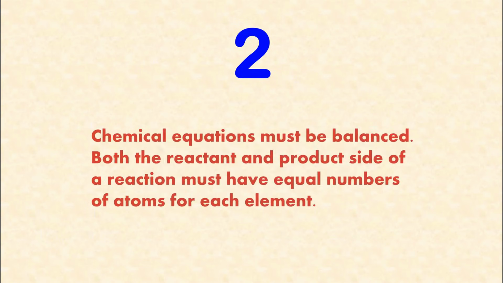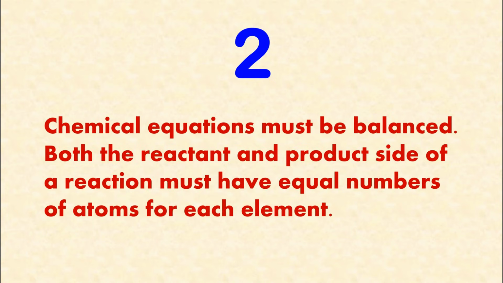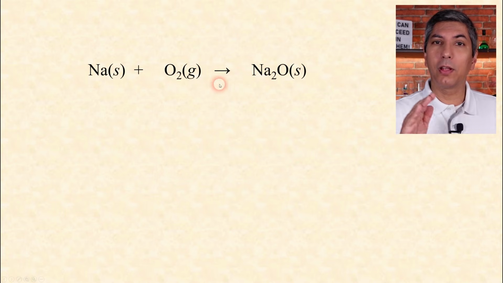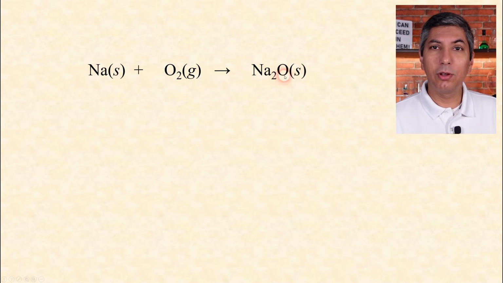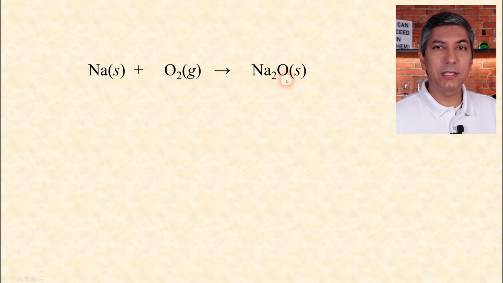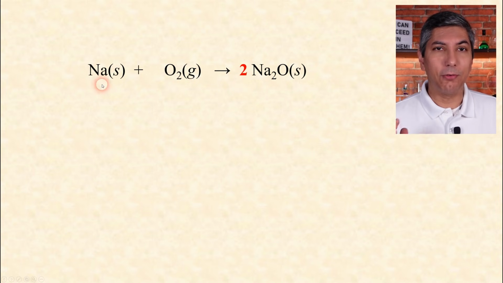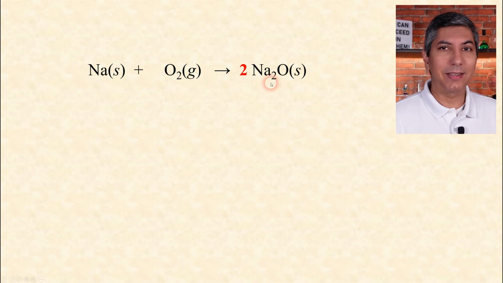Number 2. Chemical equations must be balanced. Both the reactant and product side of a reaction must have equal numbers of atoms for each element. For example, in this chemical equation, we notice there are 2 oxygen atoms on the left side, but only 1 oxygen on the right side. So we balance that by placing a 2 in front of the Na2O on the product side. We see there's only 1 sodium atom on the left, but 4 sodium atoms on the right. So we place a 4 in front of the Na on the left to balance the equation.